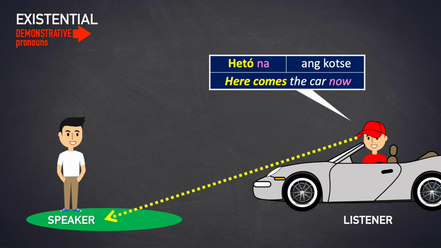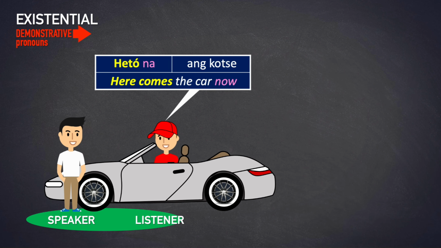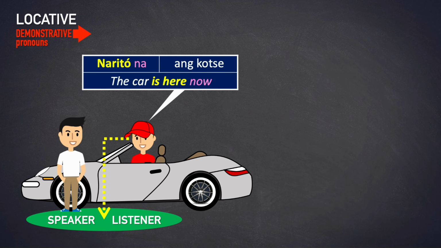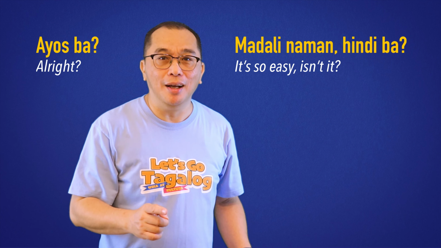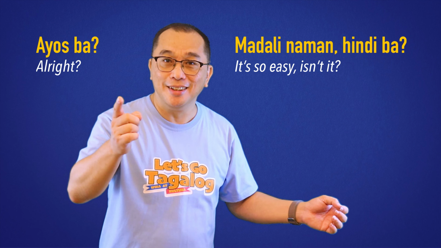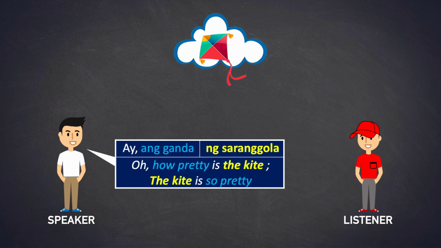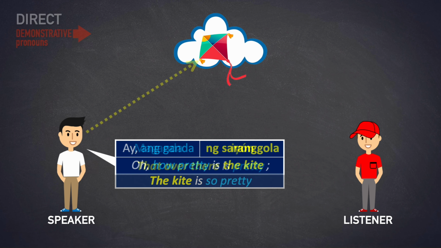Heto na ang kotse. Here comes the car now. Narito na ang kotse. The car is here now. Ayos ba? Madali naman, hindi ba? It's very simple, isn't it? Let's do another one. Ay, ang ganda ng saranggola. Oh, how pretty is the kite. Or, the kite is so pretty.